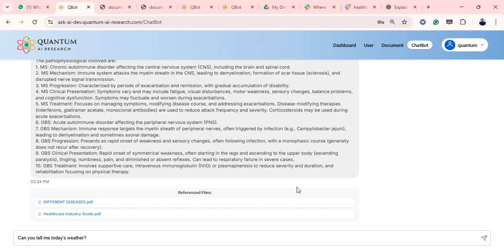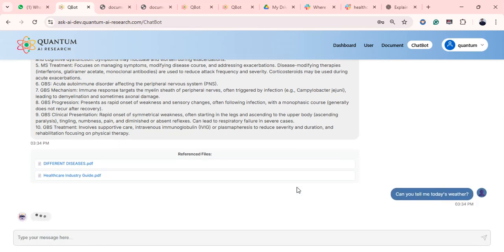So let me ask this particular question. If I do not have any document related to this, then I need to get a sorry message this time, because none of my documents have any information related to this topic.